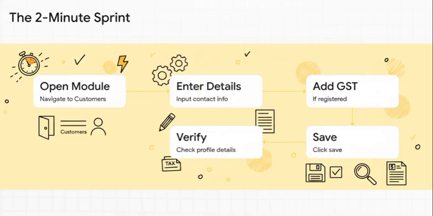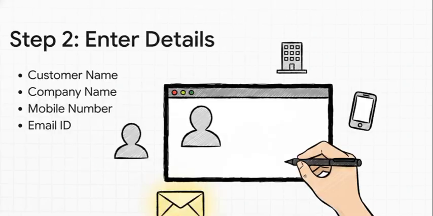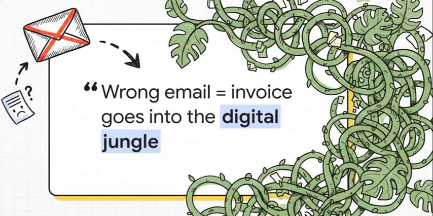Okay, let's dive into our 5-step sprint. We'll get this done in under 2 minutes flat. Step 1, navigate over to Sales, hit Customers, and just click New Customer. Super easy. Step 2, punch in the core details: name, company, mobile, and most importantly, their email address. Seriously, double-check that email. Getting it wrong means your invoice vanishes straight into the digital jungle.